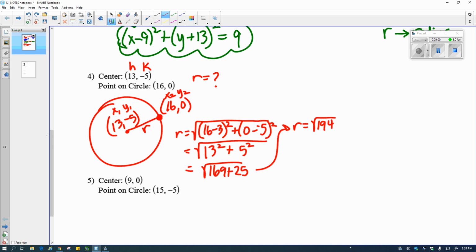And so now I have my radius, but keep in mind, I'm going to have to square the radius when I put it in. So I don't need to break this down because I'm going to square the radius. So when I square that, I get 194. And so I can just plug it into my formula.